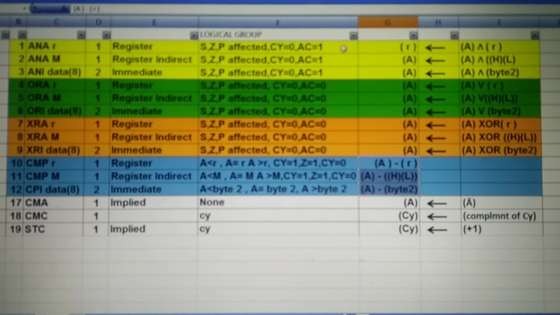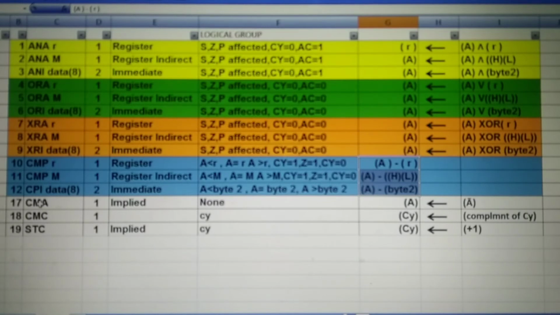These are the first 12 instructions from logical group. Then I am going to explain first 17th, 18th and 19th. Then I will proceed for the next 13, 14, 15 and 16 instruction.